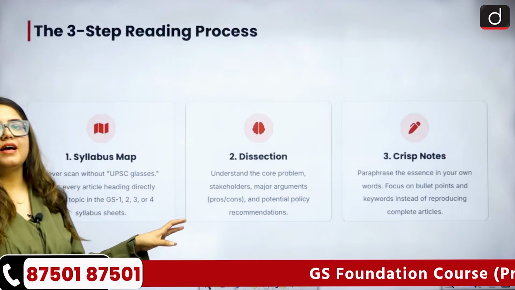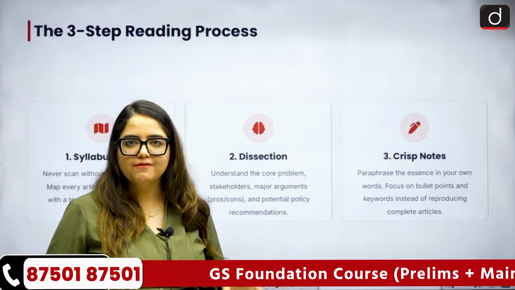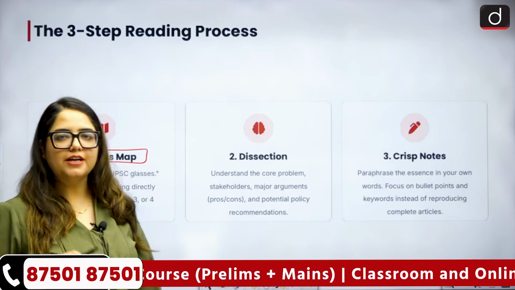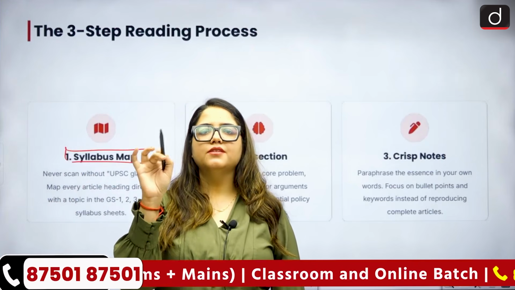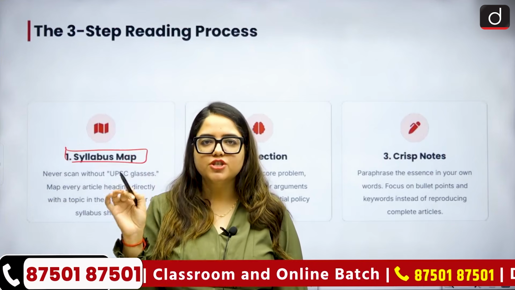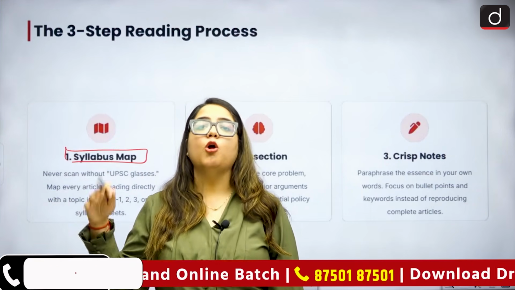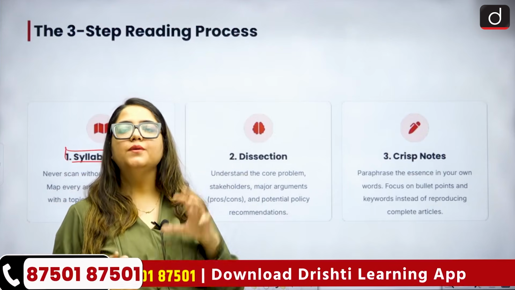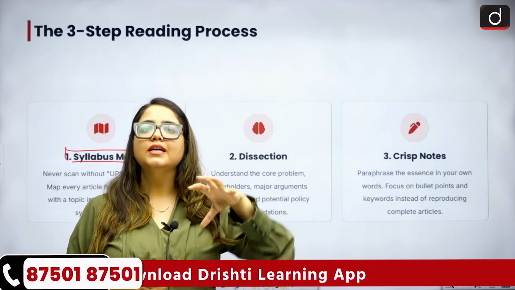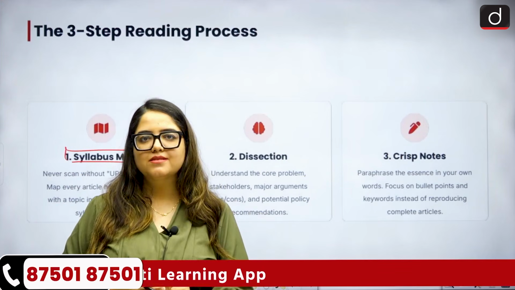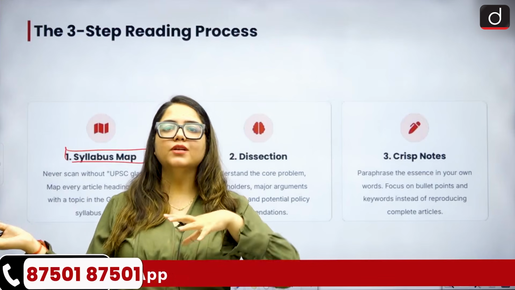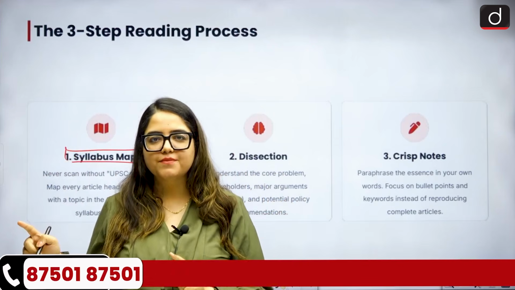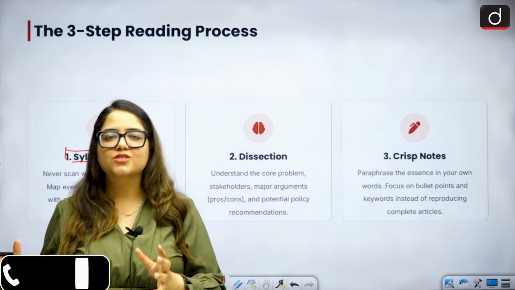Then, to understand where to read and from what perspective, you make a syllabus map. For any news you read, try to mark it: this is important for GS1, this is important for GS2, GS3, the ethics paper, the optional paper. That is your mapping. It helps you understand why this is important and what kind of question can be asked from it. So your reading perspective shifts from just gaining information to utilizing information. That gap has to be created.